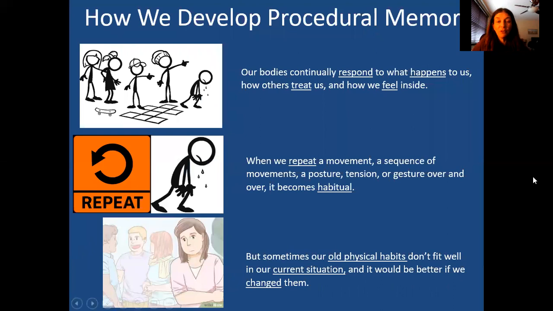All right, so here's a little more information about how we develop procedural memory. Let me just move this box here. Okay, so step by step. All right, so our bodies continually respond to what happens to us and how others treat us and how we feel inside, right?